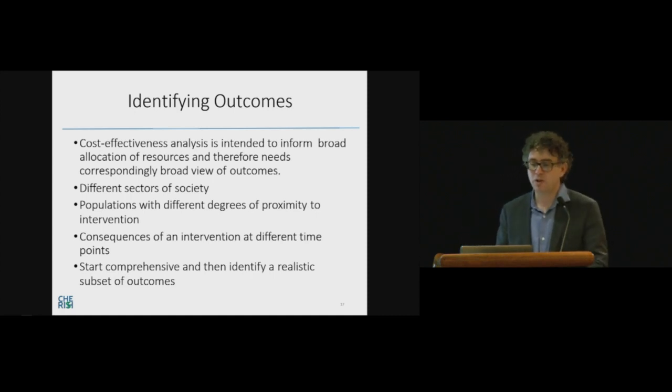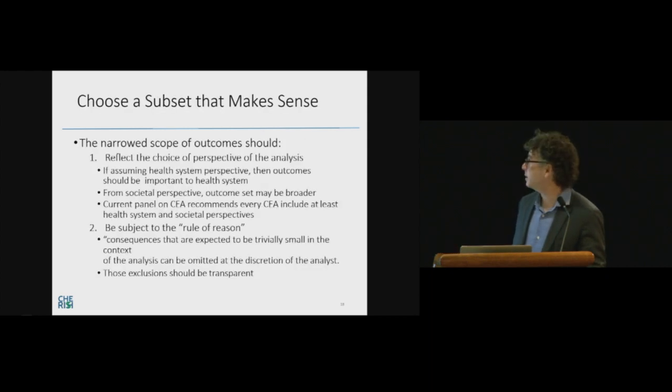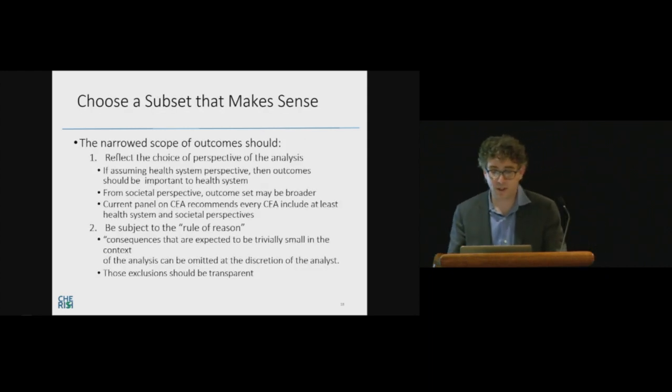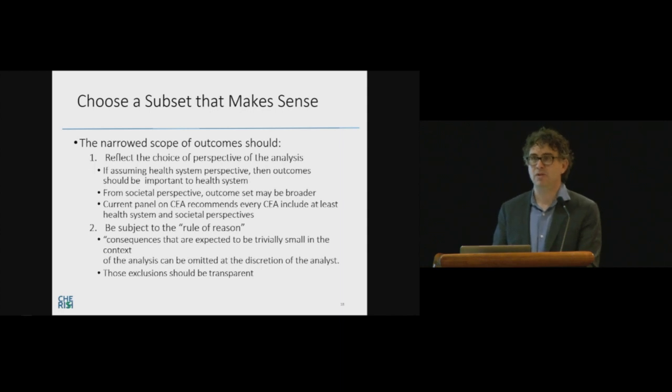But when you're doing that, you want to choose a subset of outcomes that make some sense, right? And so that narrowed scope of outcomes should, as I mentioned, reflect the choice of perspective of the analysis. I want to be clear on some of this vocab. The societal perspective is everything. What you, as a researcher in healthcare, generally think of as everything is actually the health system perspective. So the health system perspective is the doctor visits, the tests, the labs, the hospitalizations, the meds, all of those things. What it doesn't include is potentially lost labor time and things like that.